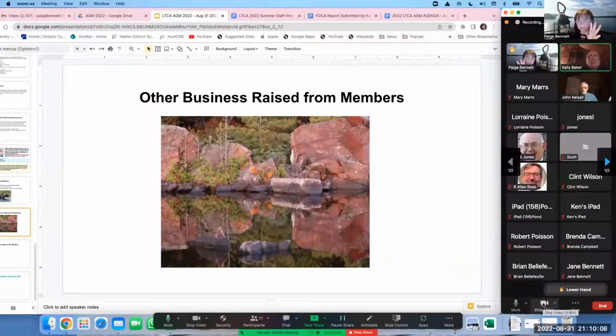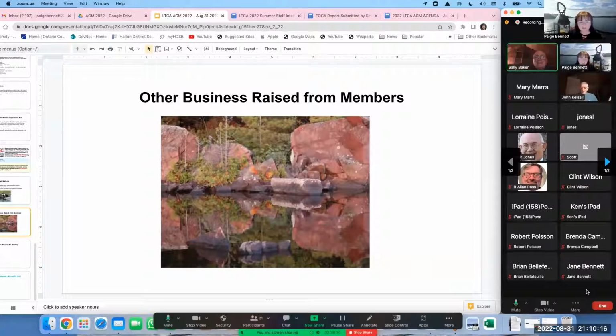I've put my hand up, Paige. So I brought this up earlier to the directors, and this is just something to look at, but about the possibility of legacy donations, so that people can put in their will, for example, that they would like to leave X amount of dollars to the LTCA for lake stewardship or whatever.